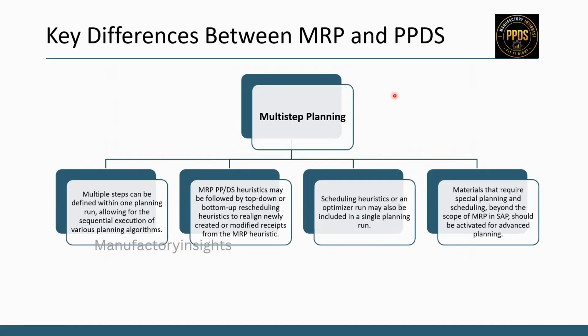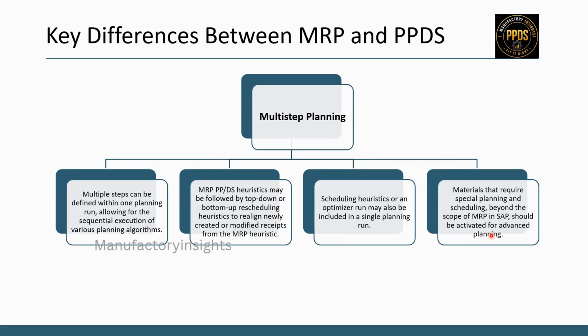Next, we will see multi-step planning. In contrast to MRP, the PPDS planning run can involve more than a single step execution. So multiple steps can be defined to run various planning algorithms sequentially. For instance, after running the MRP PPDS heuristics, rescheduling heuristics, either top-down or bottom-up, can be applied to adjust newly created or modified receipts. Scheduling heuristics or even an optimizer run can also be integrated in a single planning run.